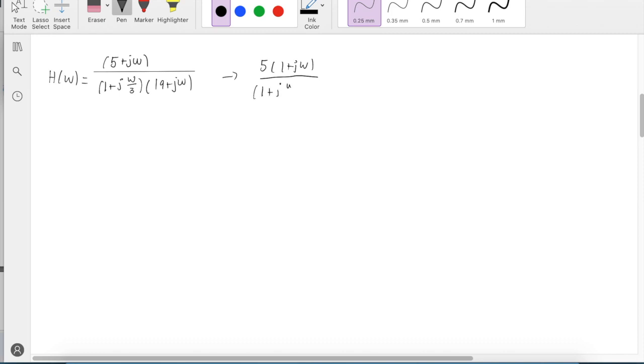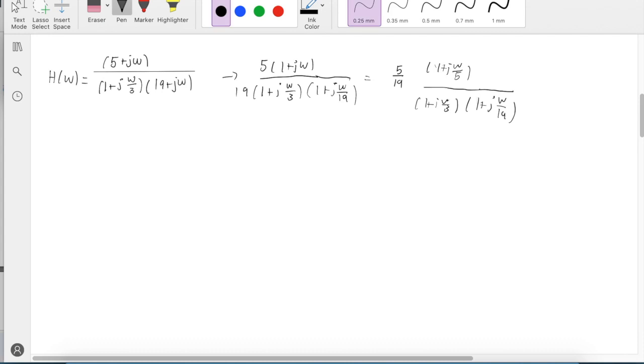In the denominator, we see the first one is already in that form, so we can just leave it. In the second one, we need to factor out a 19. Let's put the 19 out in front here: 1 plus jw over 19. So now we have everything in our form. We can simplify this further. Let's make this actually look neater first. Over 3, 1 plus jw over 19.